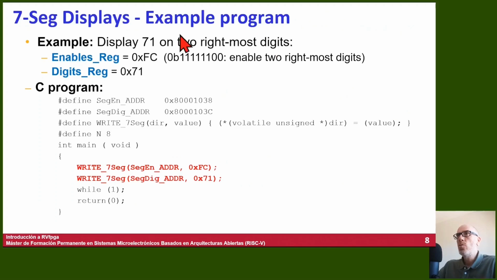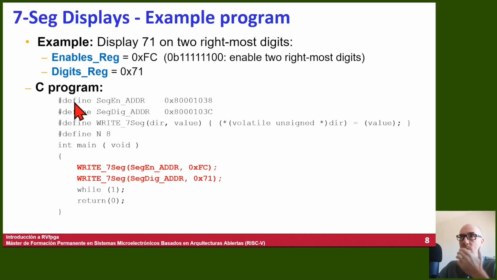This slide shows an example where we'll write 71 in the two rightmost digits of the 7-segment display. For this, the enables register must have the hex value FC, as this sets the two rightmost bits to 0, turning on the two rightmost digits, while the next 6 bits are 1, which turns off the other 6 digits. The digits register, on the other hand, should contain the 71 we want to display.